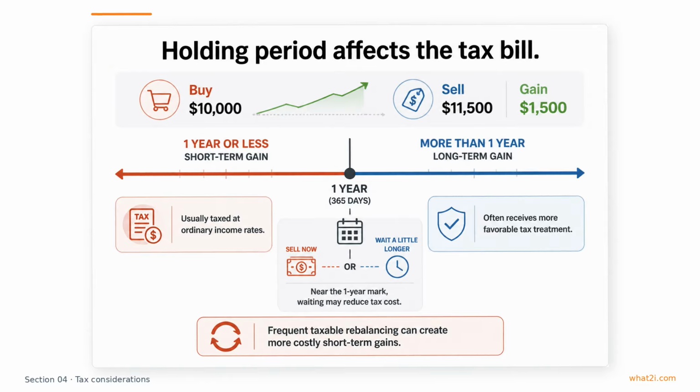In some cases, if a sale is close to the 1-year mark, waiting a little longer may reduce the tax impact without greatly changing the portfolio's risk. Tax-aware investors pay attention not just to what they sell, but also to when they sell it.